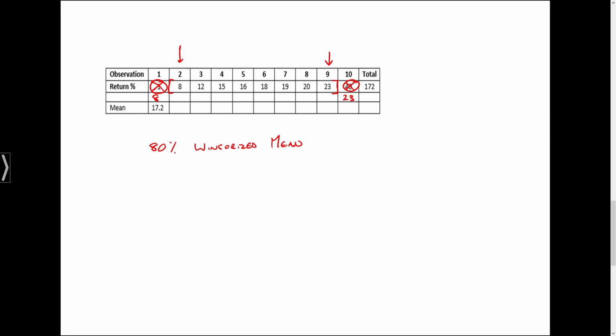So now when I calculate my Winsorized mean, I'm doing 8 plus 8 plus 12 plus 15, all the way up to my 9th and 10th value, which is plus 23 and then plus 23. Now when I do that, my total becomes 162. I've still got 10 observations, so my Winsorized mean would be 162 divided by 10, which would be 16.2%. So that's what we mean by a Winsorized mean.